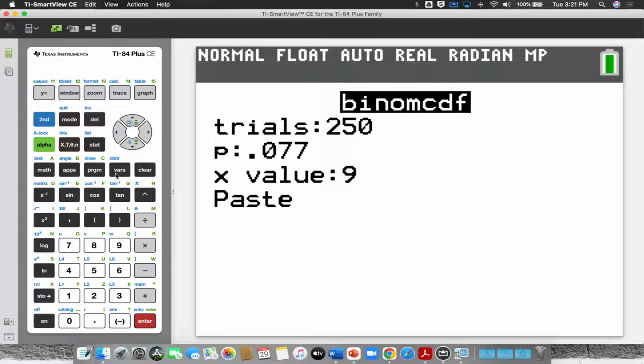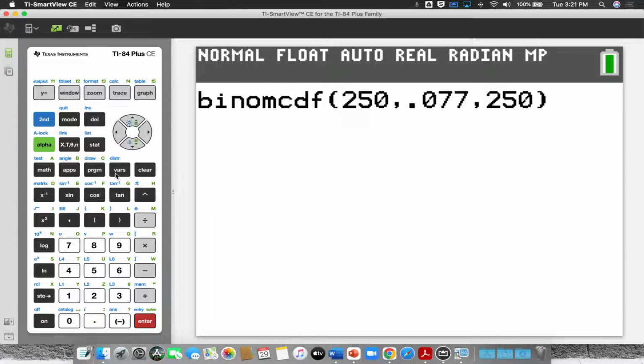Still 250 trials? Probability of success still the same? Okay. What's the X value? 85? Or what do you think? 250? How many of you did that? Okay. 100% chance.